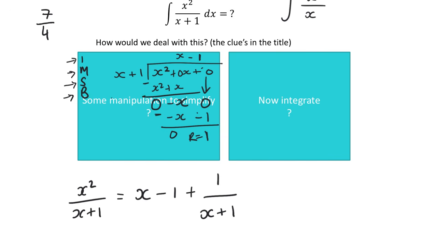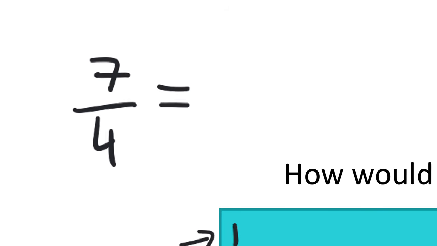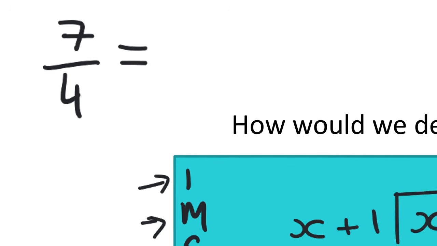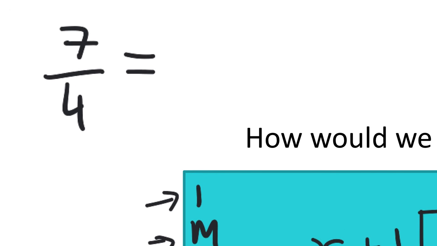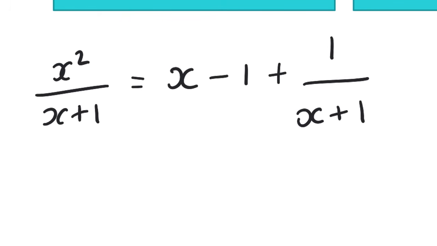7 over 4. Is this fraction top heavy? Is this top heavy? Yes. Technically, what is this? This is 1 whole 1, remainder 3 over 4. So basically what we've done is we've turned this fraction into x minus 1 is like our whole 1, remainder 1. Yeah? That's what's happened here.